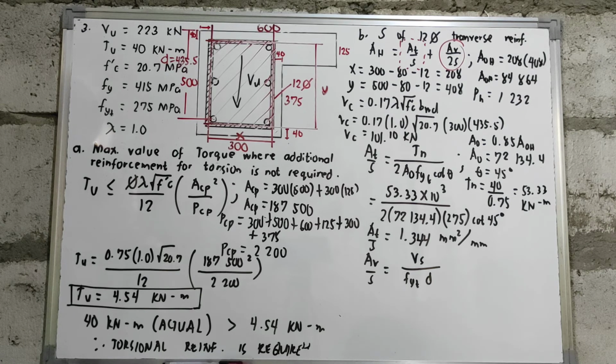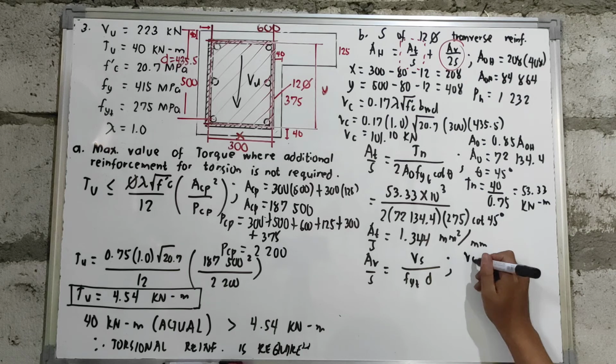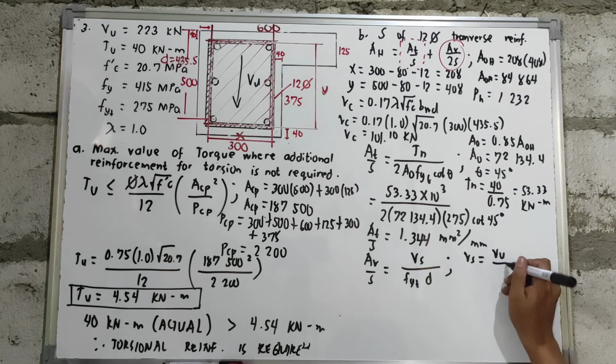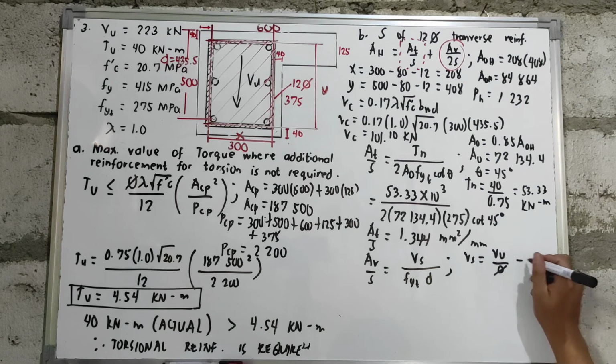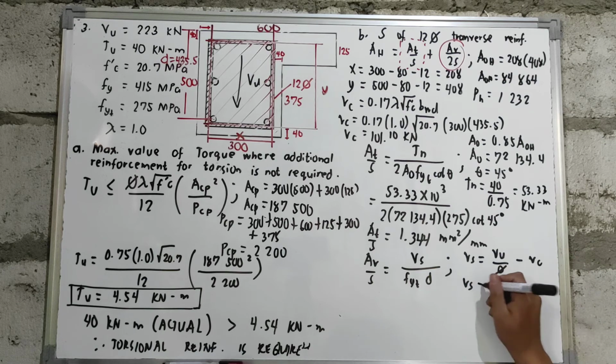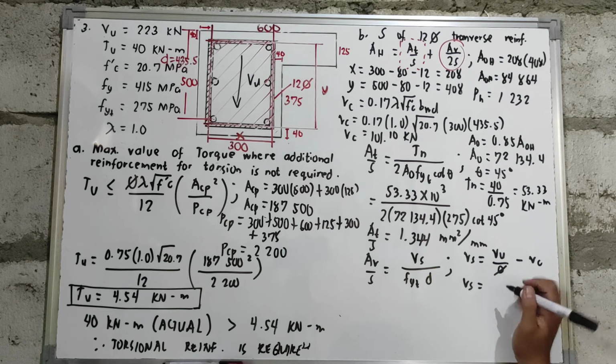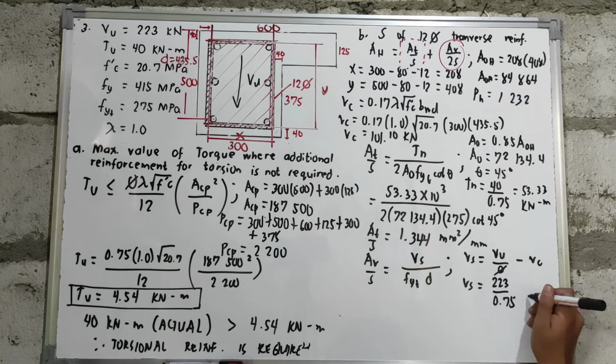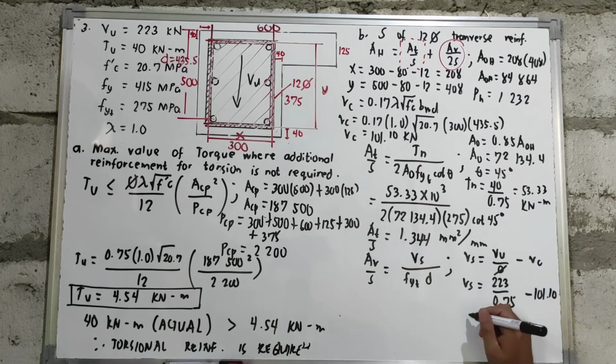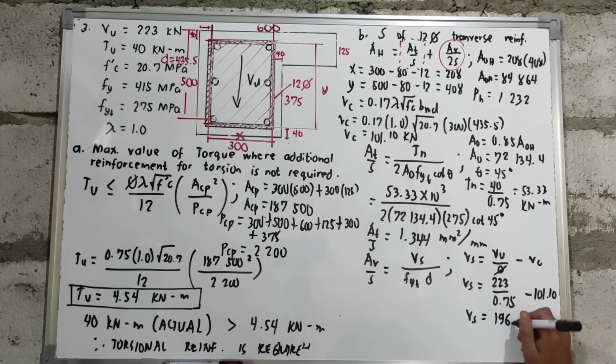So ngayon yung problema lang dito, what will be the value of your VS? VS is equals to VU over reduction factor minus V sub C. V sub S is equals to yung VU natin na na-compute na given na 223 divided by 0.75 minus yung V sub C natin which is equal to 101.10. So you will have a value of your V sub S which is equal to 196.23 kilonewton.